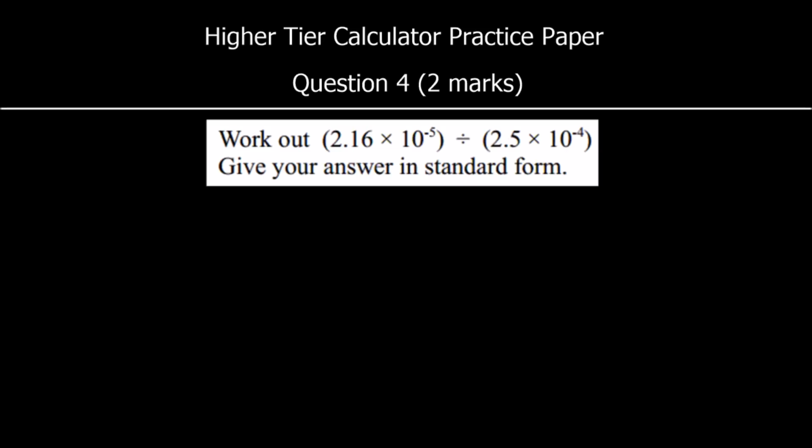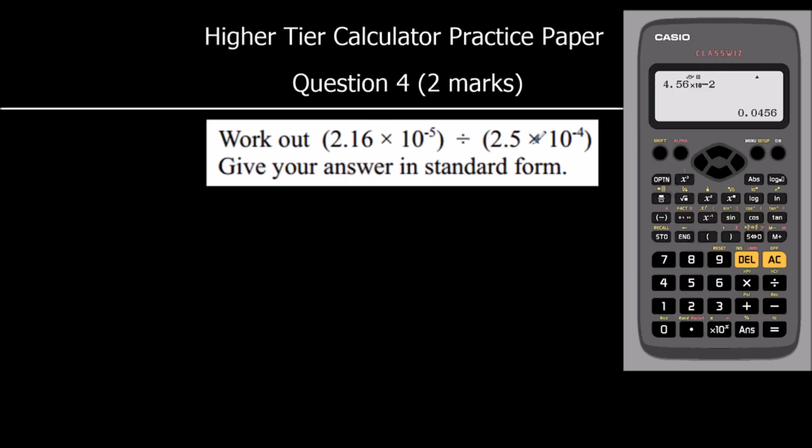Okay, one for you to try. So give this a go. We've got work out 2.16 times 10 to the power of negative 5 divided by 2.5 times 10 to the power of negative 4. We need to give the answer in standard form. So we're just going to type this in the calculator. 2.16 times 10 to the power of negative 5 divided by 2.5 times 10 to the power of negative 4.